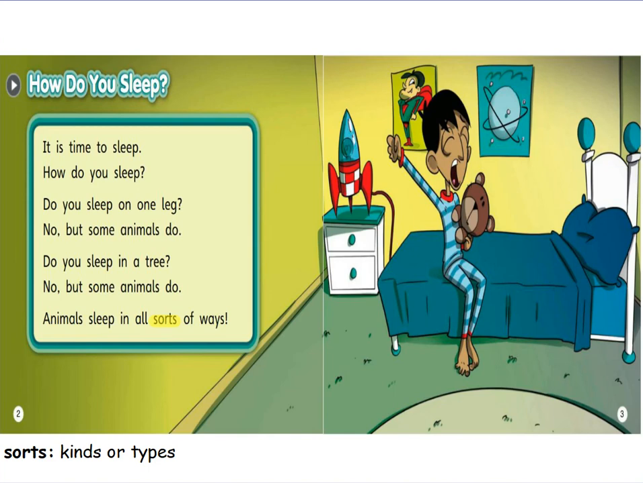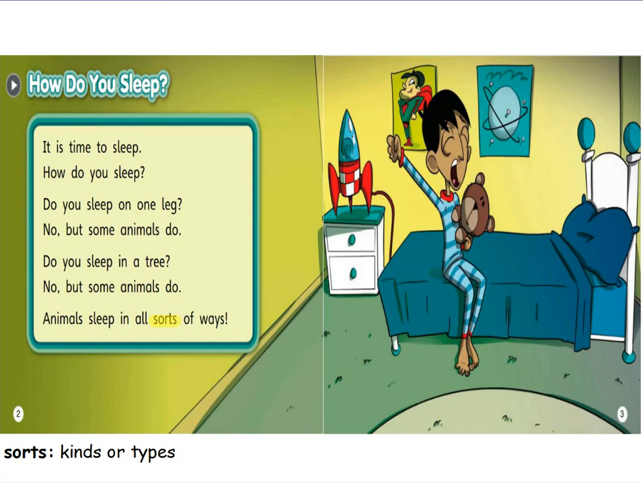How do you sleep? It is time to sleep. How do you sleep? Do you sleep on one leg? No, but some animals do. Do you sleep in a tree? No, but some animals do. Animals sleep in all sorts of ways.